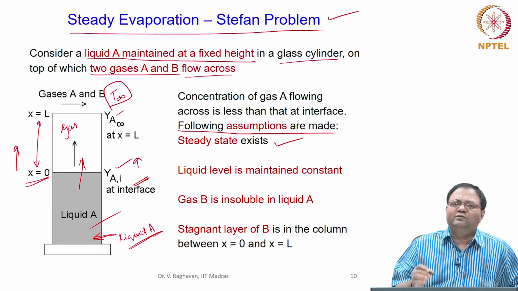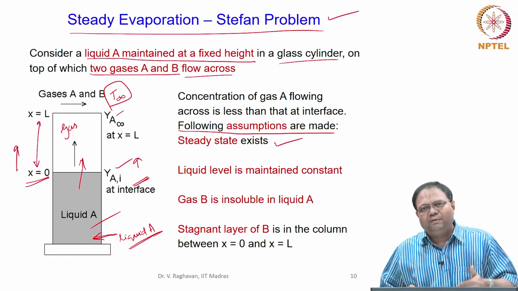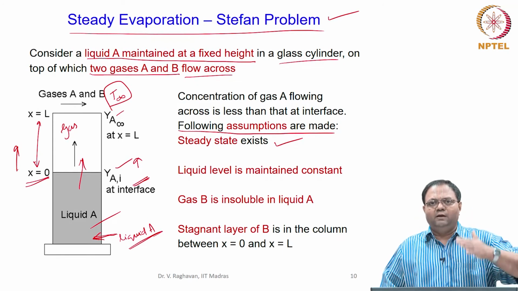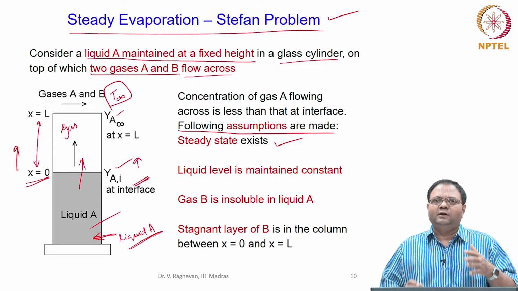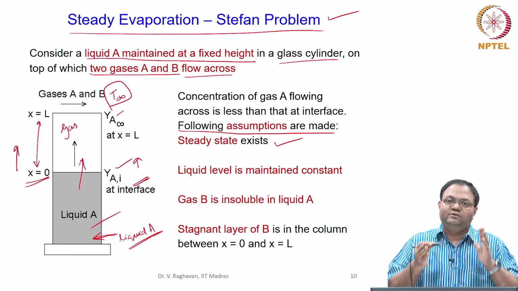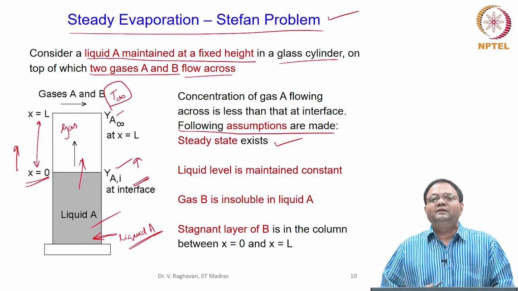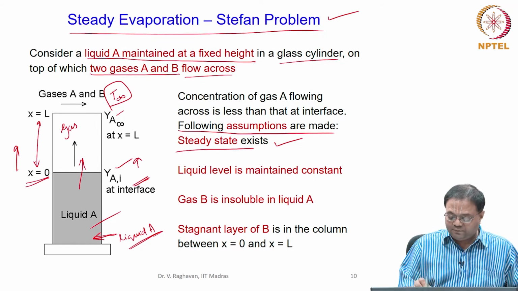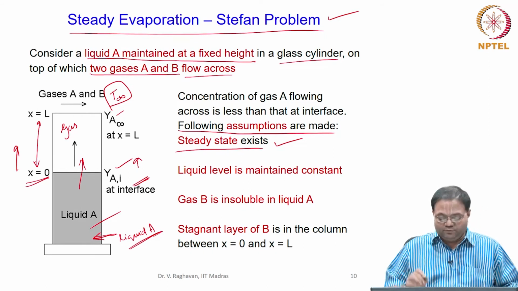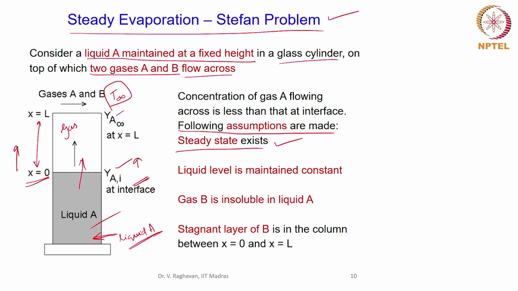Okay. So, you can say it is quasi steady, that means the dynamic evaporation is also happening, that is, dynamically there are some transfer phenomena happening in the x direction, but at a steady rate. So, steady state exists, that is the first assumption made. The liquid level is maintained constant by supplying liquid A at the rate at which it evaporates. So, that is the way we maintain the steady state evaporation. If we do not do this, then the evaporation will be unsteady.